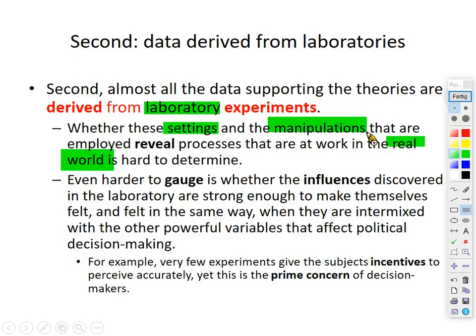How about the second one? Even harder to gauge is whether the inferences discovered in the laboratory are strong enough to make themselves felt in the same way when they are intermixed with the other powerful variables that affect political decision making. For example, in a laboratory experiment, if I ask 10 subjects sitting in one classroom, and I give you an incentive, some encouragement, you will respond to my encouragement positively, right? So, if I give you a good incentive, then you will react positively to my experiment. It seems that this is the finding I have from the laboratory experiment.